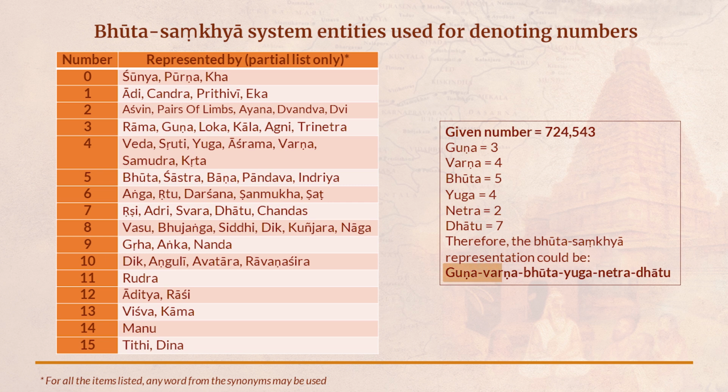You say Gunavarna Bhūta-Yuganetra Dhatu. And sometimes this is easier to remember than 7,24,543. So this is the other example. From the number we choose the Bhūta-Saṃkhyā and entity and then construct this final word: Gunavarna Bhūta-Yuganetra Dhatu. Now we will look at another interesting example.